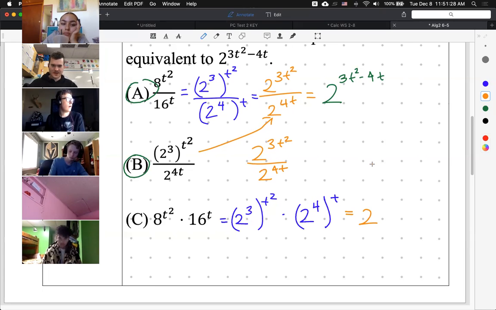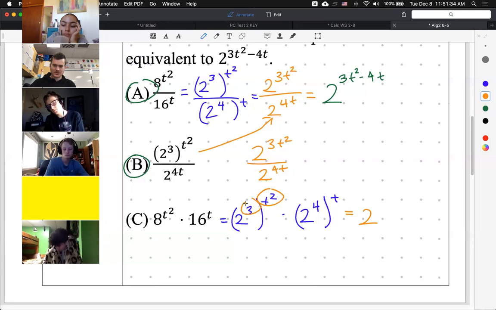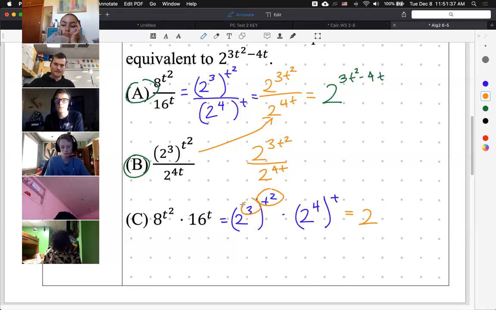Add? Not quite. So adding is whenever I am multiplying two bases together, which I eventually will be doing, but right now I'm just doing these two, not adding, but multiplying. Multiplying. So what is our power going to be? Would I multiply? You do multiply it. Wait, what am I multiplying again? The 3 and the t squared.